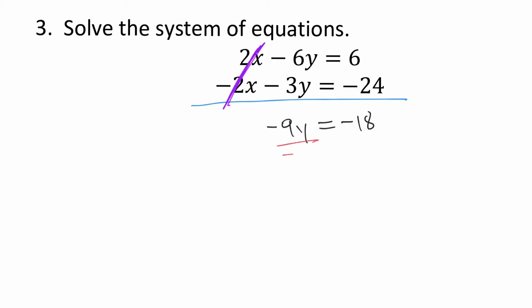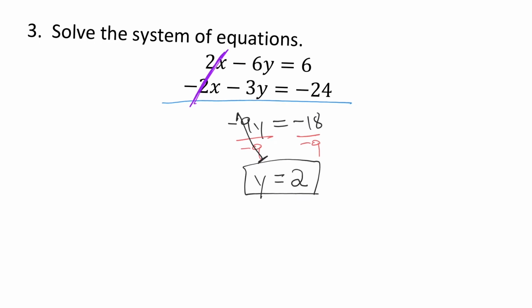Then you are going to divide. You solve for the y. The y didn't cancel. We do have a y there. So this turns into positive 1. We don't need that 1. There's a y equals, and on the other side we get a positive 2. Negative 18 divided by negative 9 is positive 2. That's only one of the variables. We need to find the x value.